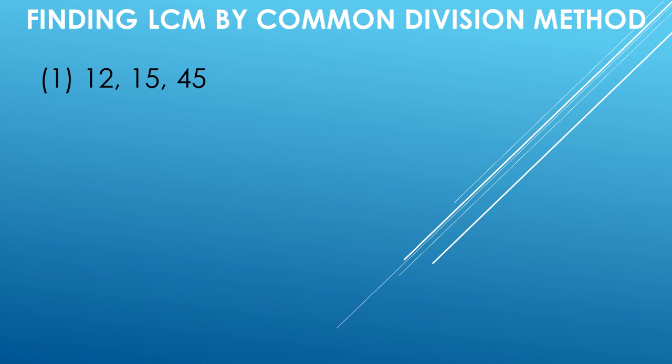Let's start question number 1. Find the LCM of 12, 15 and 45 by common division method. Write 12, 15 and 45 in a line separated by commas. See, 12 is an even number, so it is divisible by the smallest prime number 2. So write 2 to the left of the line and divide.